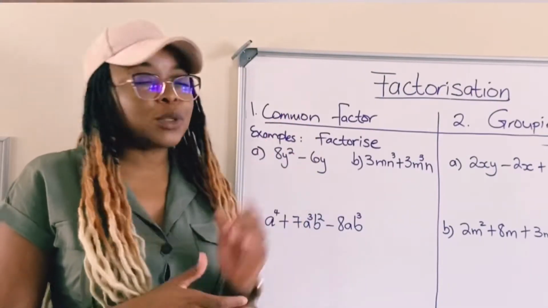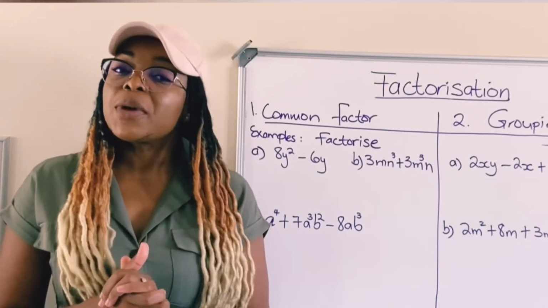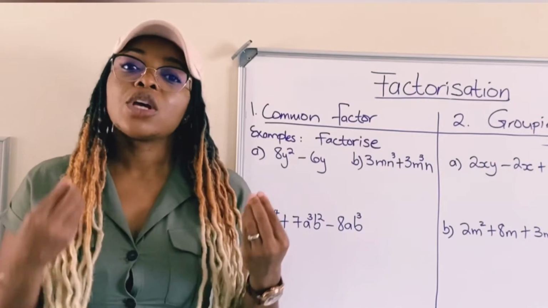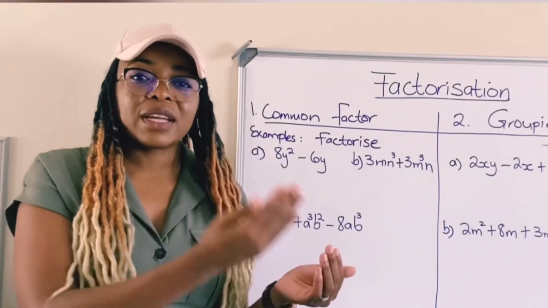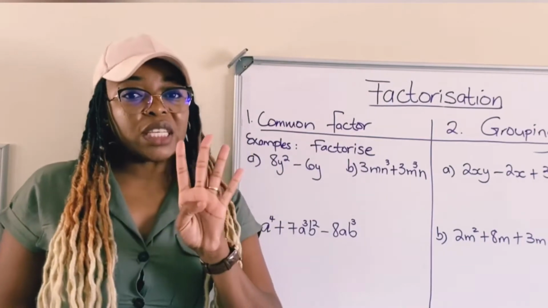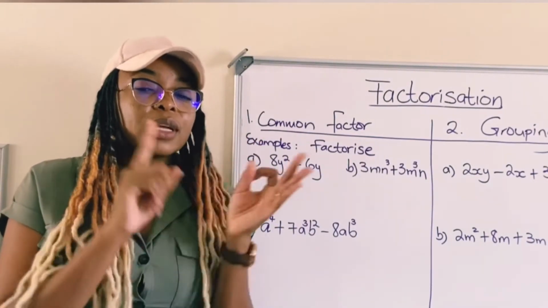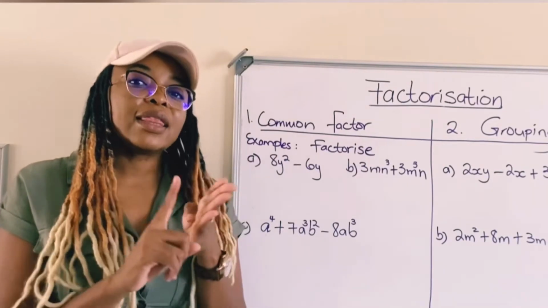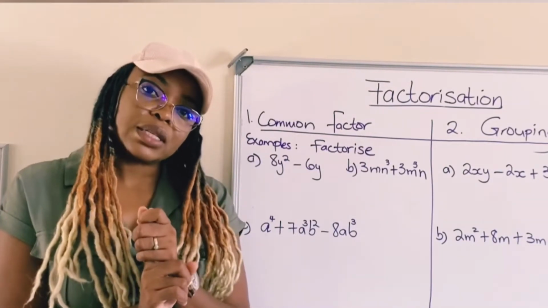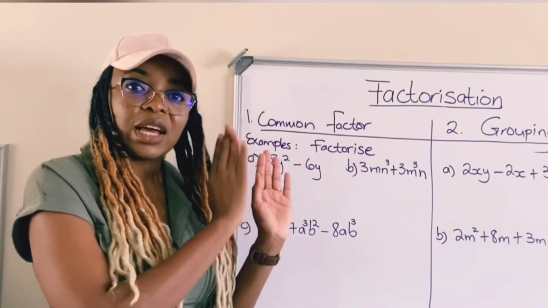Today we are going to be talking about factorization. Factorization is a section in mathematics which requires us to insert brackets by factoring out a common factor. We have four types of factorization, namely common factor, grouping, difference between two squares, and then quadratic trinomials. We are going to start with the first two, which are sort of brother and sister. They are related to each other.